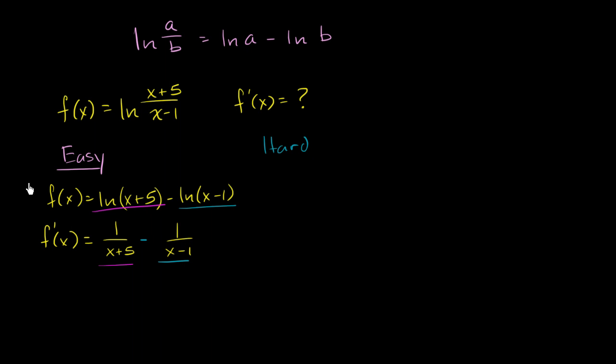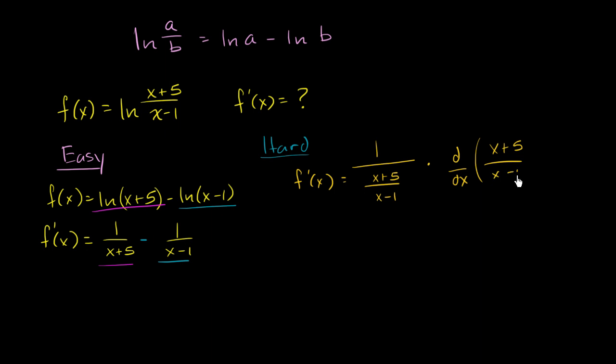Now, what's the hard way, you might be thinking? Or maybe you did do it when you tried to approach it on your own. Well, that's not to simplify this expression using this property and just to try to power through this using the chain rule. So let's try to do that. In that case, f prime of x is going to be the derivative of this whole thing with respect to (x plus 5) over (x minus 1), which is going to be 1 over (x plus 5) over (x minus 1), times the derivative with respect to x of (x plus 5) over (x minus 1).